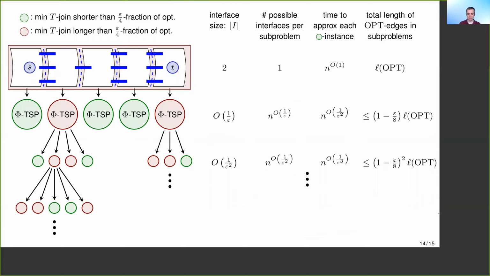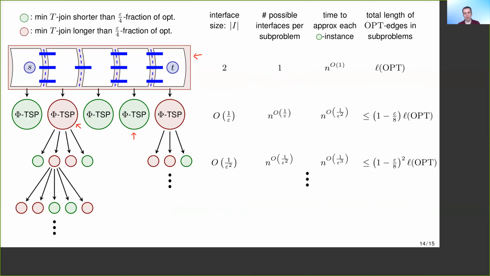Quick explanation why this makes sense. So the main idea is the following. Maybe I'll just briefly talk through the example here. Let's start with some path TSP problem. Let's say in the first guessing step we obtain 5 TSP subproblems. There are 2 types of subproblems: those with a very short minimum T-join and those with a long one. The green ones are the short ones, and I drew in red the ones that are long. So the green ones can be solved immediately. But for the red ones, I have to recurse. And again, I have to guess more edges, I get new subproblems, and I keep going.